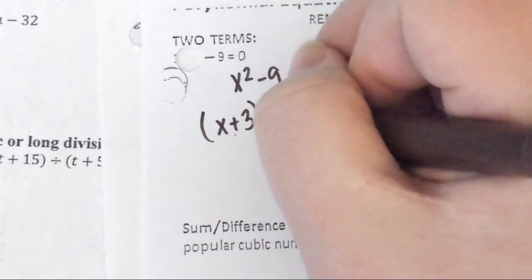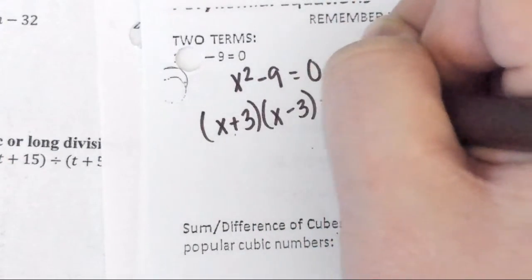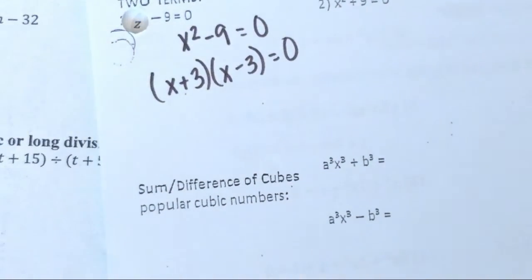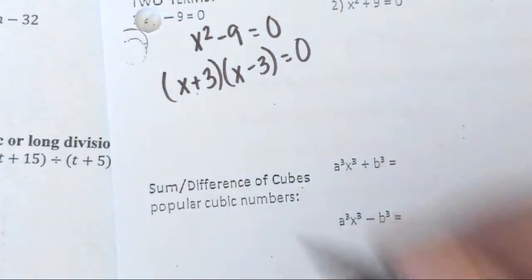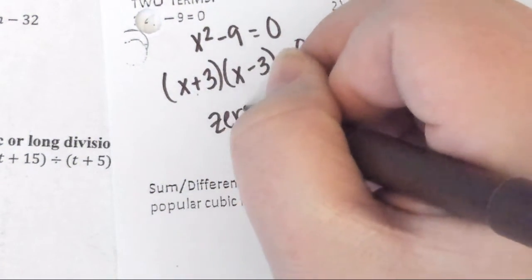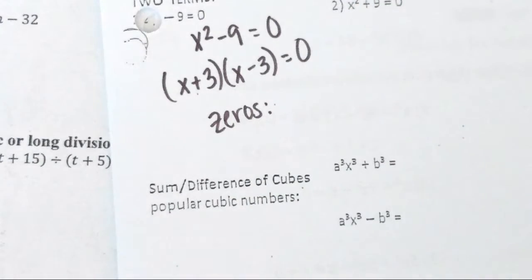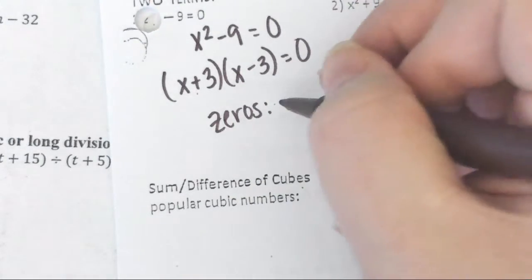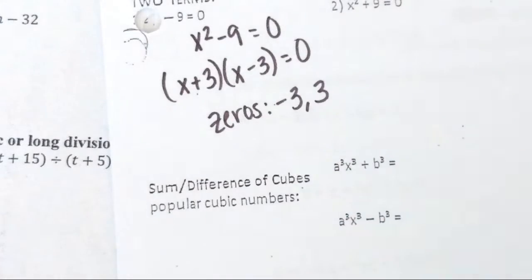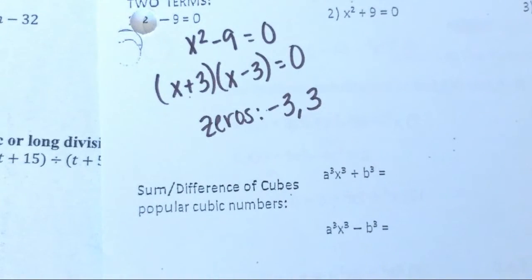5 and 3 and a point. It was the difference of perfect squares. I can handle that. And now from here, I already know my 2 zeros. Yes, yes, yes. Why is number 2 harder?